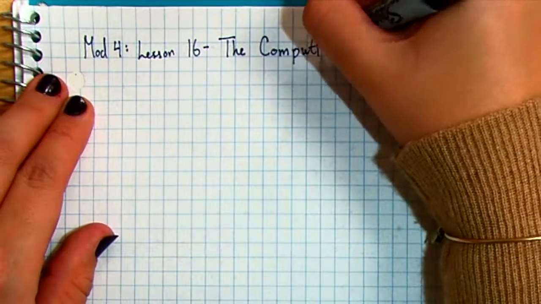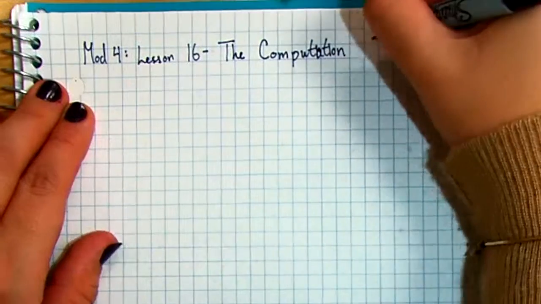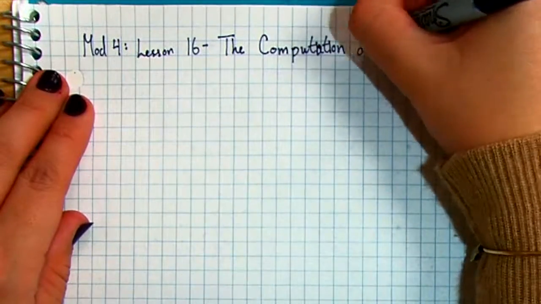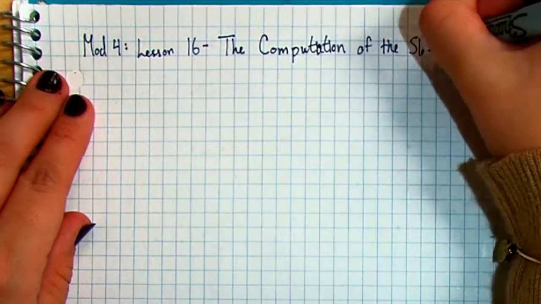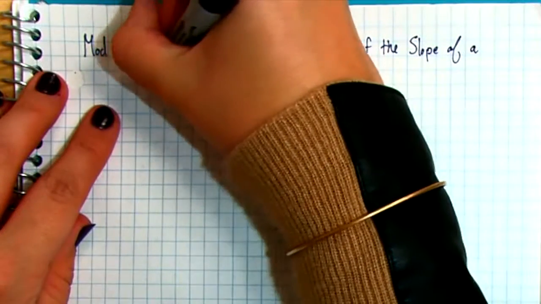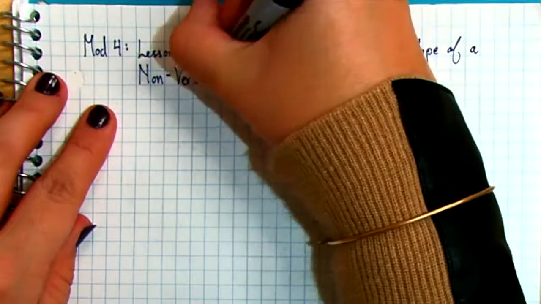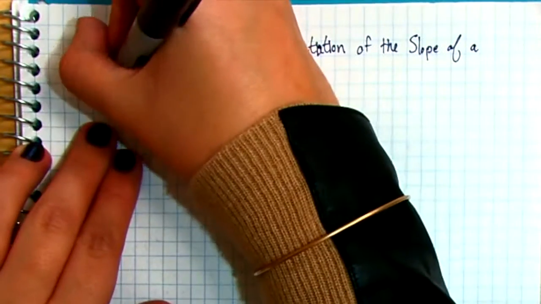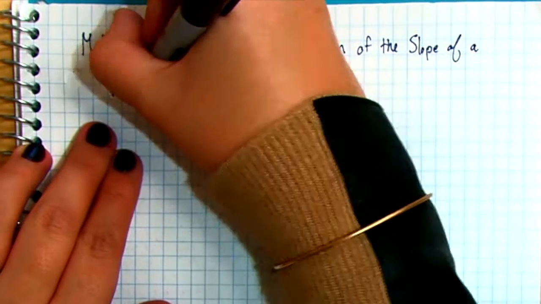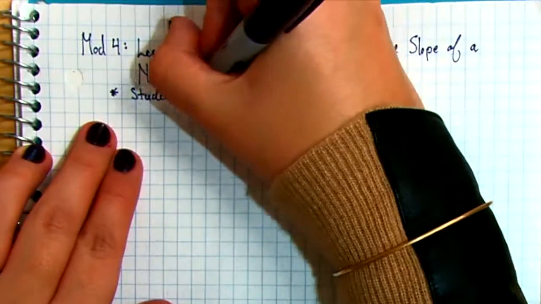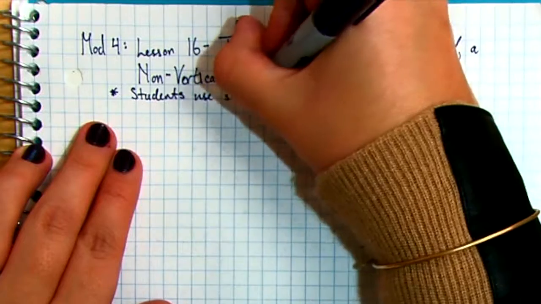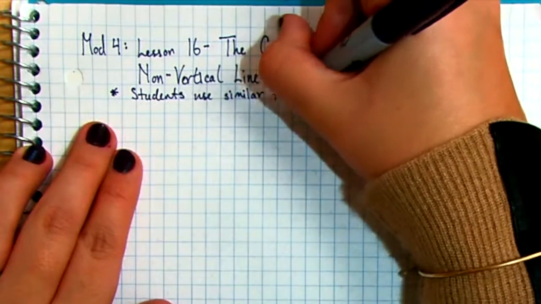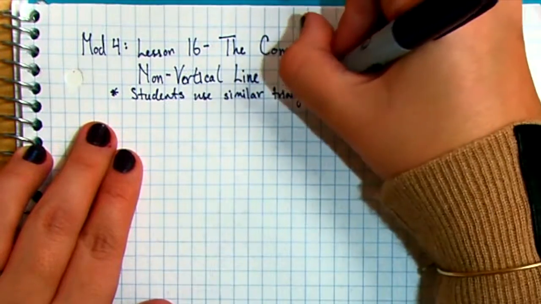So in Lesson 16, we're going to focus on the computation of the slope of a non-vertical line. And non-vertical means anything that's not a vertical line. So if the line goes straight up and down, that's not what we're talking about. We're talking about all other kinds of lines.